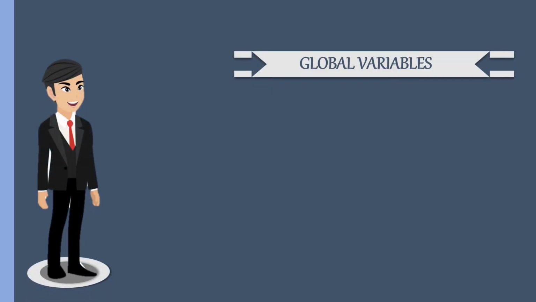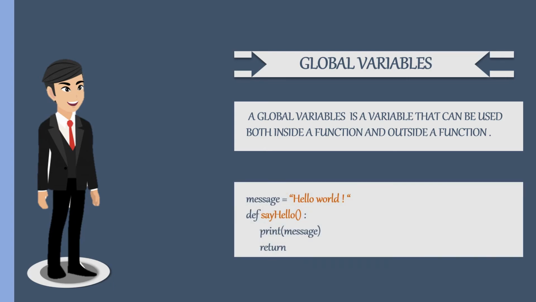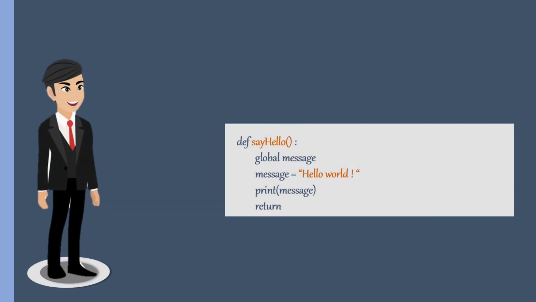Global variables. A global variable is a variable that can be used both inside a function and outside a function. Example: to transform our variable message from our previous example to a global variable, we need to write the variable outside the function as shown. Another way of transforming a local variable to a global variable is through the usage of the global keyword as shown.